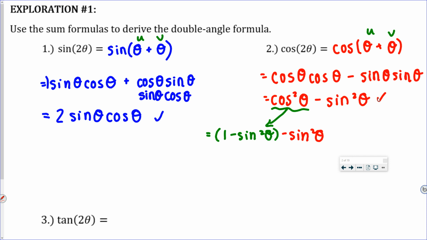Hopefully we're starting to recognize the sine and cosine one because that comes up a lot. Okay, so then I end up having 1 minus sine squared minus another, which would be minus 2 sine squared of theta. There's the other one. There's this one.